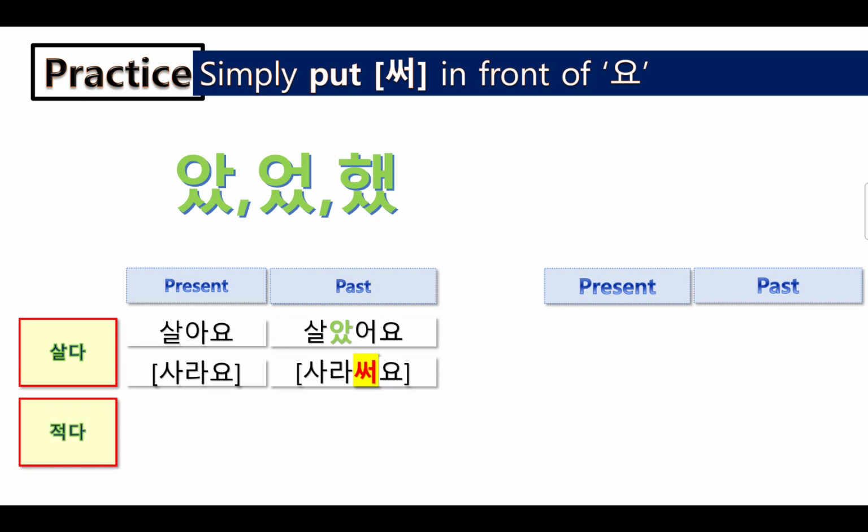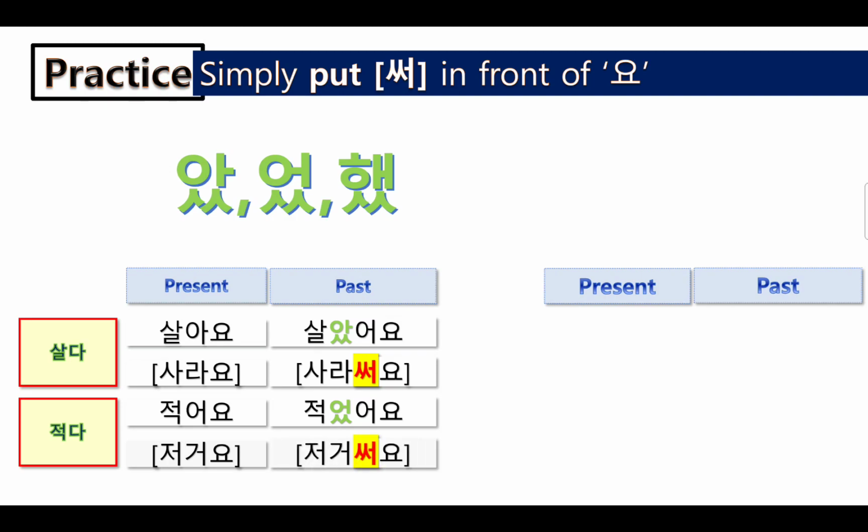적다 means a few. There are a few. Okay, 적다. 적 plus dark vowel, 적어요. And pronunciation, ㄱ goes up, 적어요. There are a few people in the sport field. 운동장에 사람이 적어요. And there were a few. Okay, and past tense, 적 is dark vowel, so 적었어요. And pronunciation, 적었어요. Simply put 서 in front of 요.